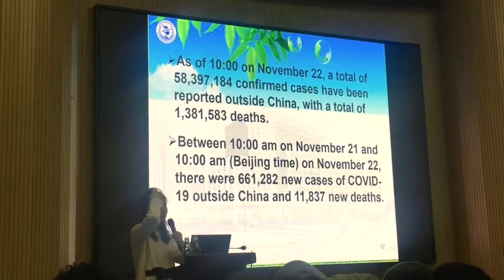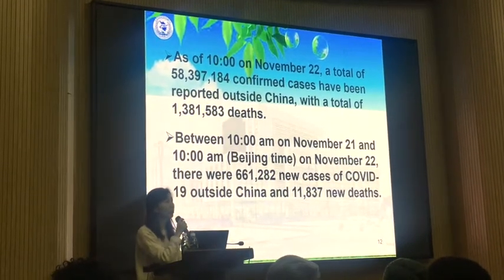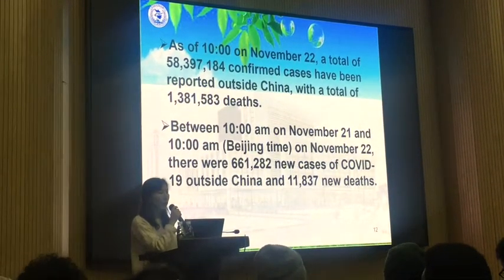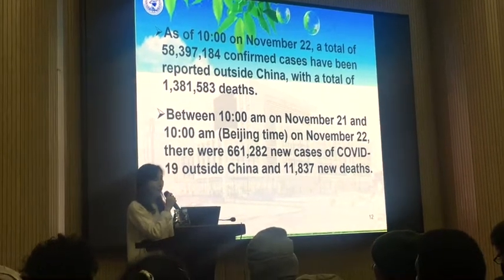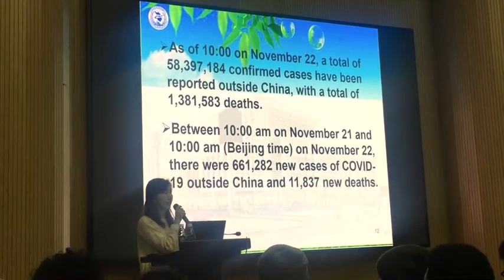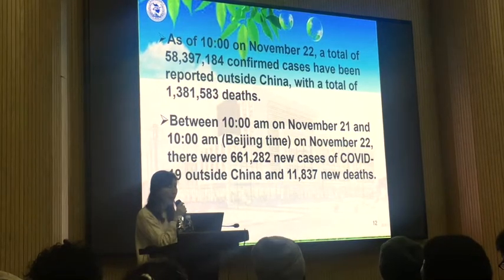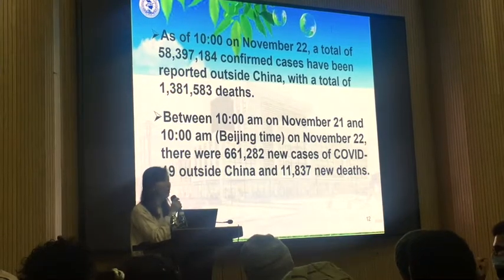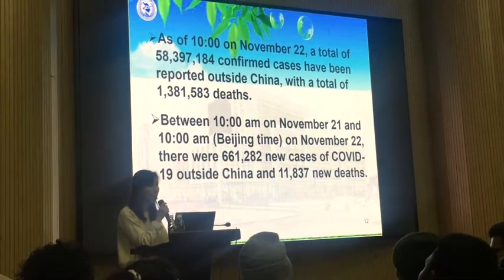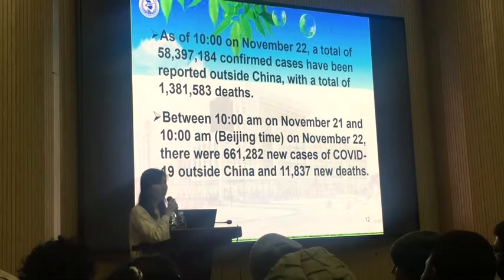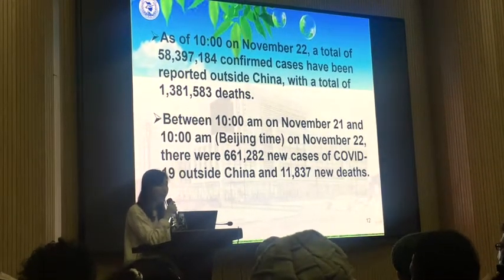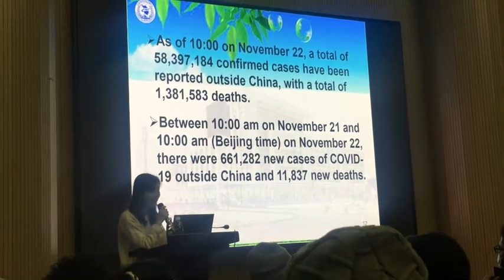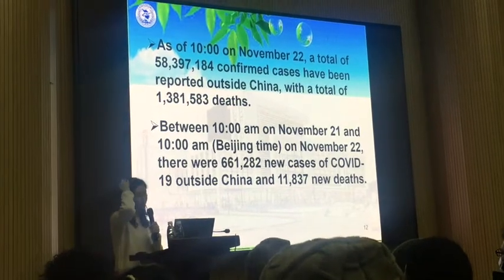The data is as of November 22, a total of about 58 million 319,700 confirmed cases have been reported outside China, with a total of 1,381,583 deaths. Yes, it's very terrible.